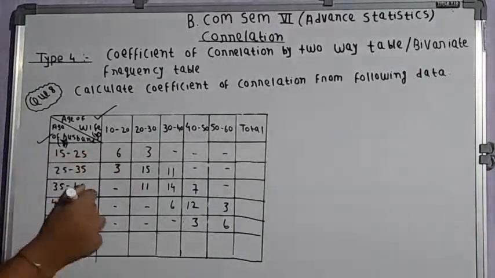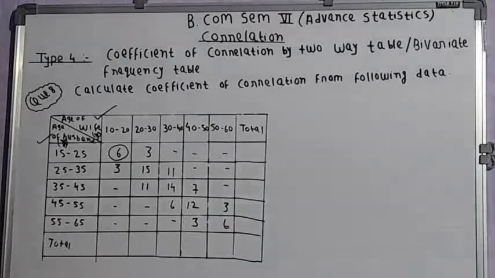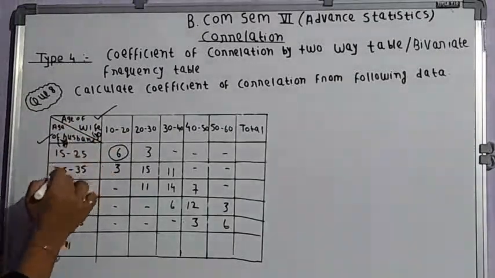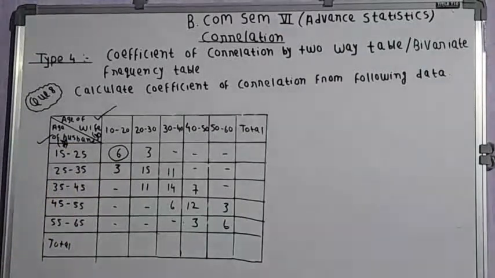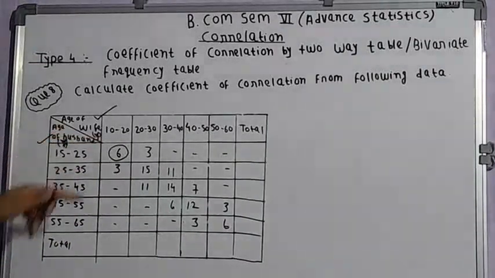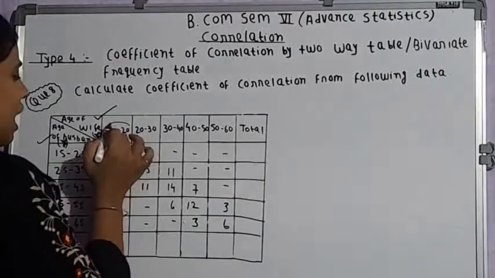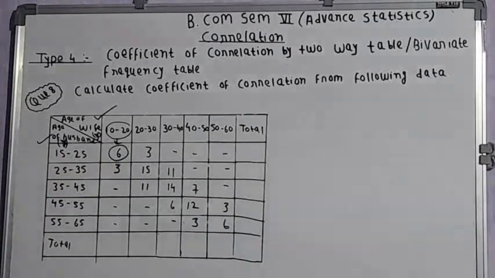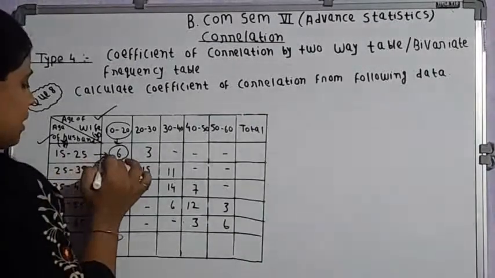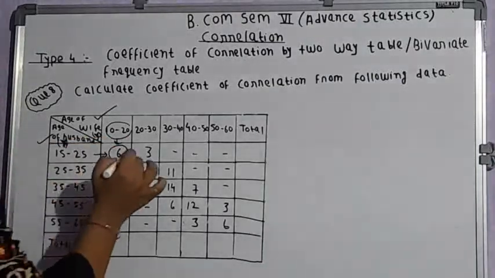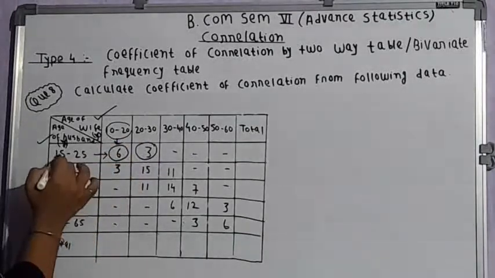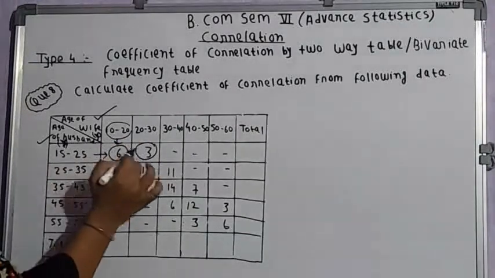Like this is the 6. Okay. So what does the 6 denote? It's a frequency. What does this denote? Age of wife is 10 to 20 and age of husband is 15 to 25. So the 6 is denoting that those wives whose age is between 10 to 20 are 6 in number, and the husbands whose age lies between 15 to 25 are 6 in number. Okay. This 3 is denoting the wives whose age lies between 20 to 30 is 3, and the husbands whose age lies between 15 to 25 is 3.